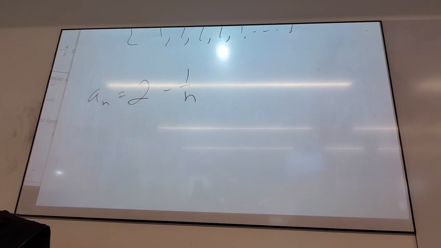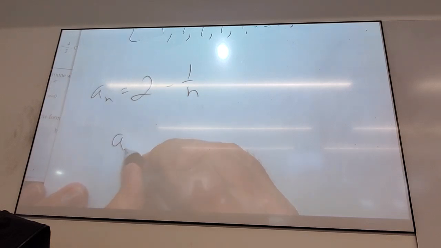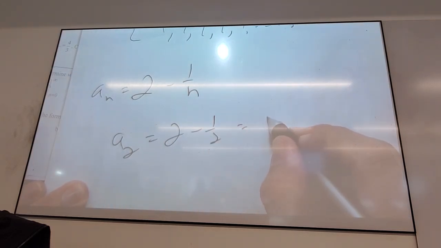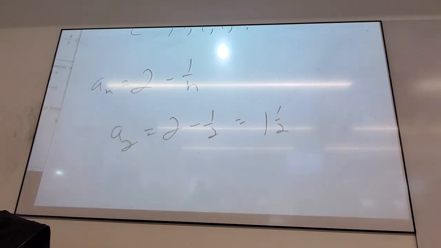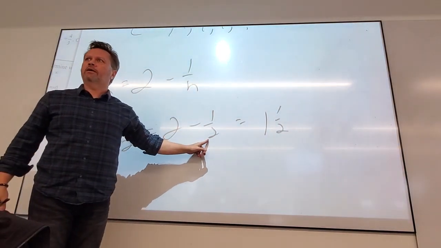You can see it on this one. This one's nice. Real quick. What do you get when n is 2? What's a_2? 2 minus 1/2, which is 1.5. How far away from 2 are you? A half away from 2, yes.